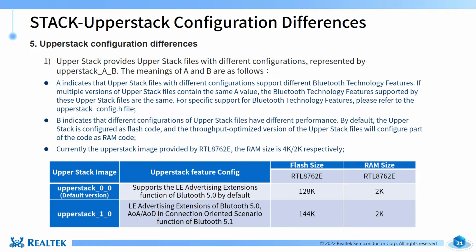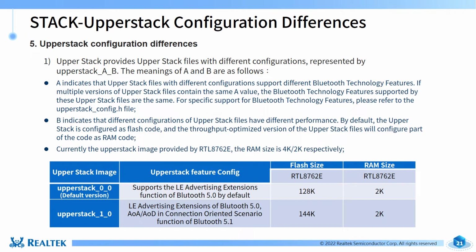Upper stack provides upper stack files with different configurations, which are represented by upper stack _A_B. The following is the introduction of A and B. A indicates that the upper stack files with different configurations support different Bluetooth technology features. If multiple versions of upper stack files contain the same A values, the Bluetooth technology features supported by these upper stack files are the same. For specific support for Bluetooth technology features, please refer to the upper stack config.h file.